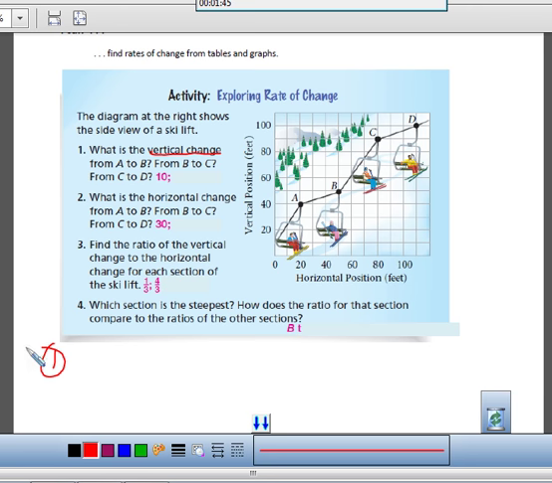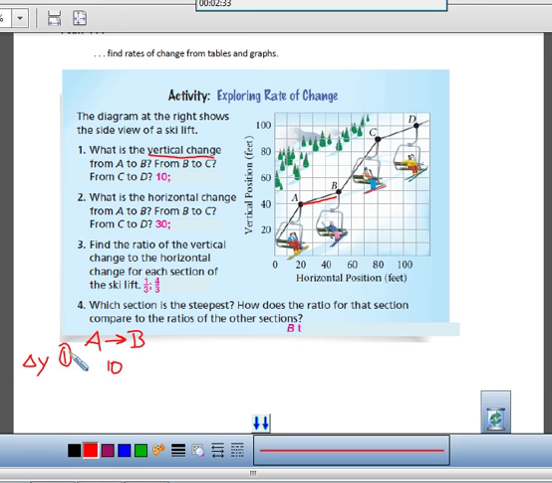Question 1, we're finding, now I'm going to use a symbol. It looks like a triangle. It's actually the Greek letter D, or delta, and what it means is change. So the vertical change from A to B is from here to here. We want to know how much this is increasing, or how much it's going up. From A to B, it's going from 40 to in between 40 and 60, which is 50. So the vertical change from A to B is 10.